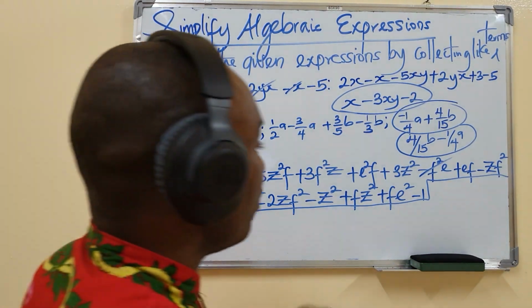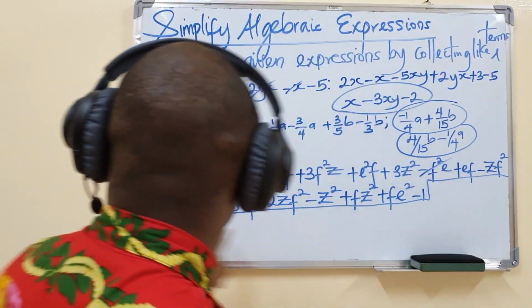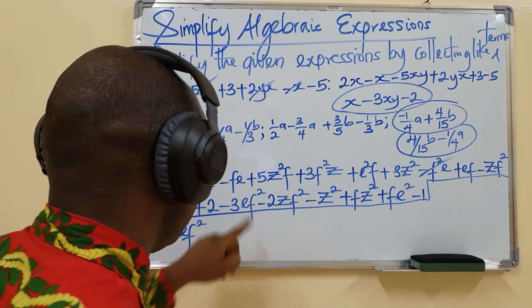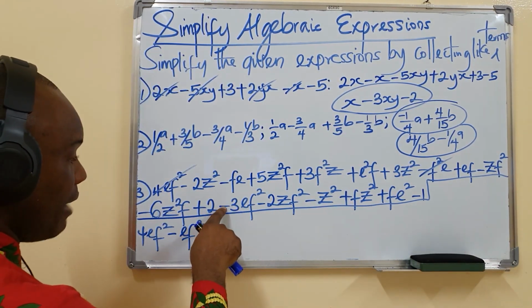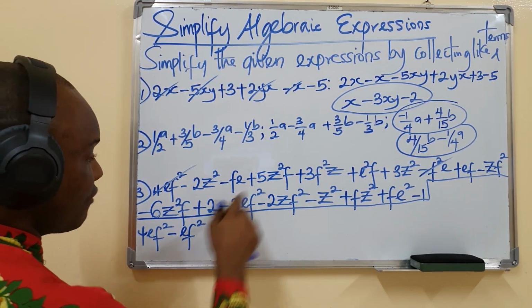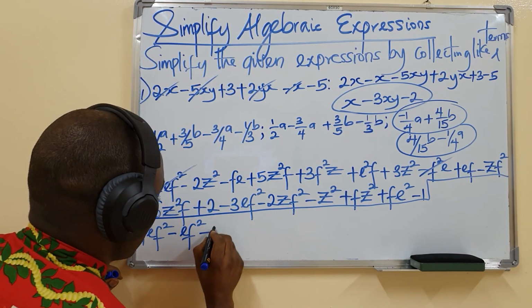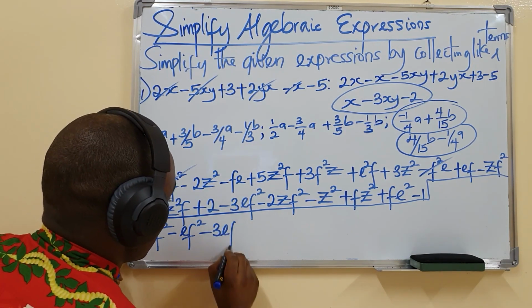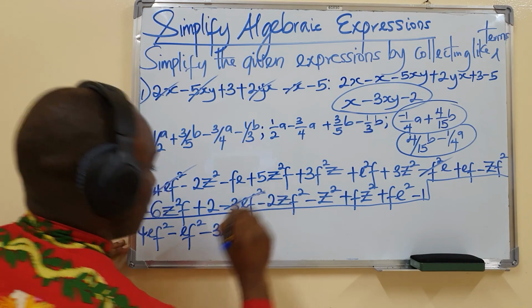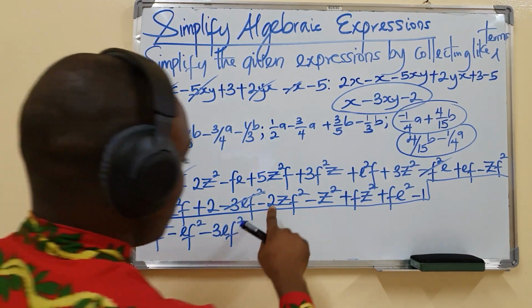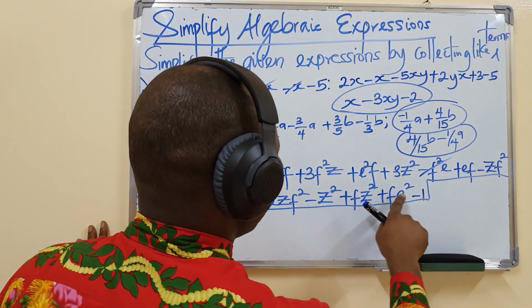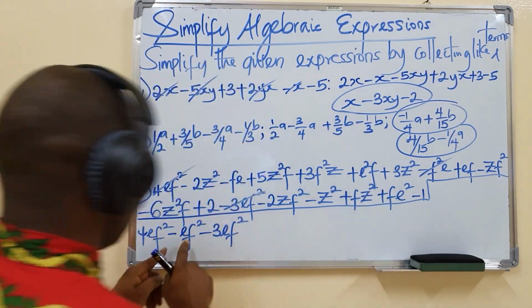Let's check. There could be more. E and f squared. Yes, I found it here: minus 3ef squared. So I'll cancel this out also. Do I have more? E and f squared. This is e squared and f. They are not the same. So this is what it is.